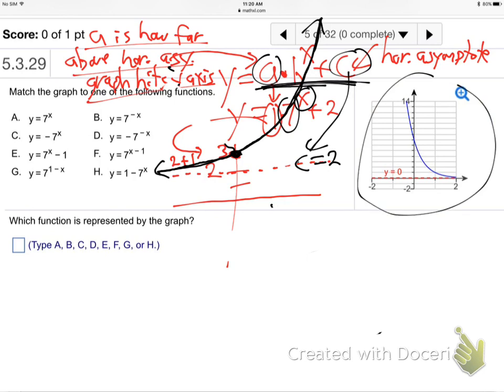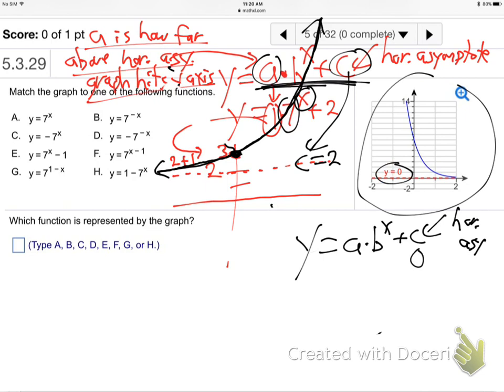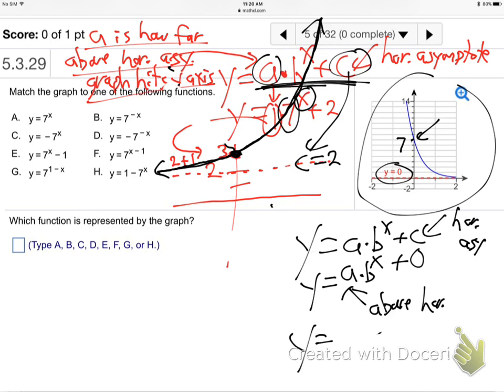Okay. So with that in mind, let's take a look at this graph that they've given. First off, let me write y equals a times b to the x plus c. What's its horizontal? What's its c? Yeah, it's right at y equals 0. So that's just 0. Okay, how far above the horizontal does it hit? It's like right here. Is that 7? No. 2, 3, 4, 5. Yeah, it looks like 7, huh? So it's y equals 7 times b to the x plus 0.